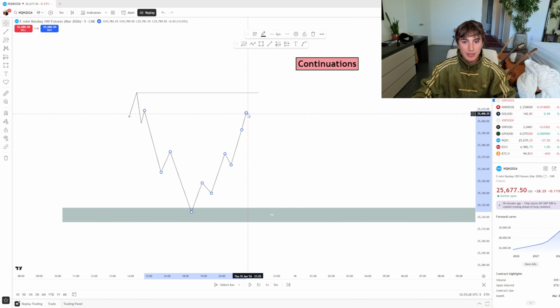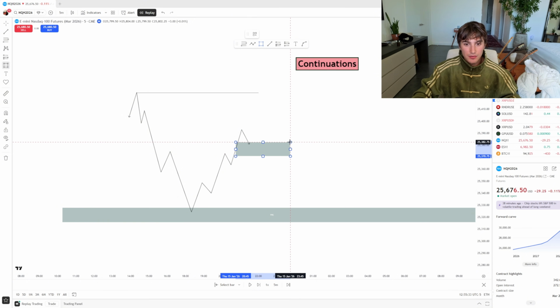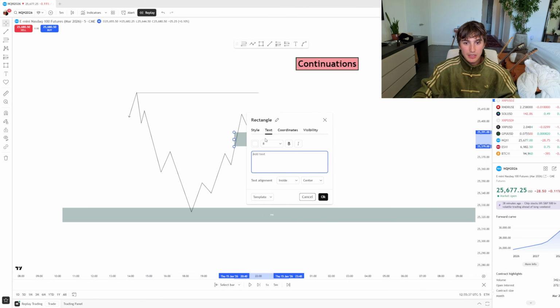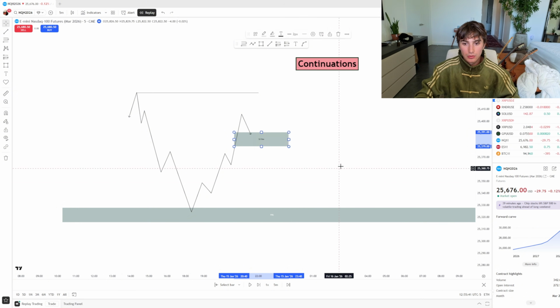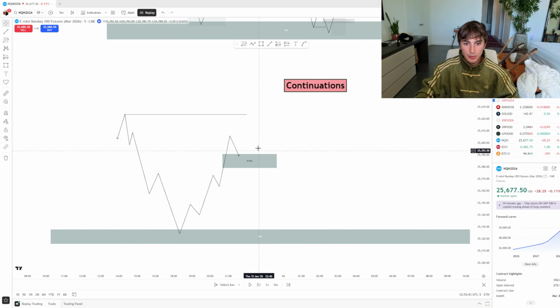But I'll show you 2 ideal scenarios, right? Scenario 1 is if you're taking continuations. This is a very common one. All you need to see is literally just a pullback into a 5 or 15-minute gap. Quite literally the same as this, just higher up, and inverse to the upside, bang, and make sure that there's a higher time frame narrative for why price could go higher.